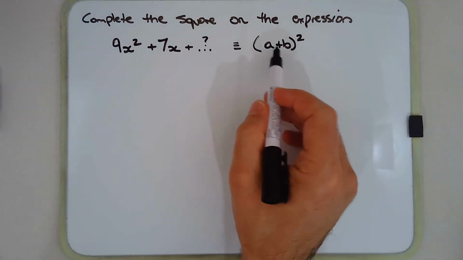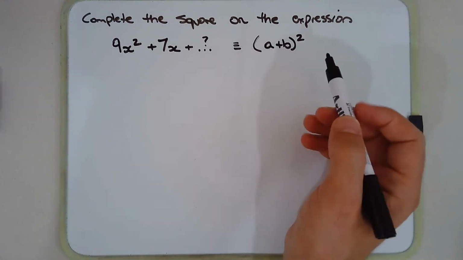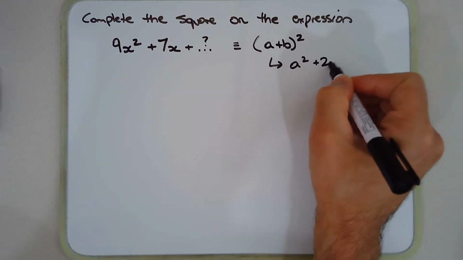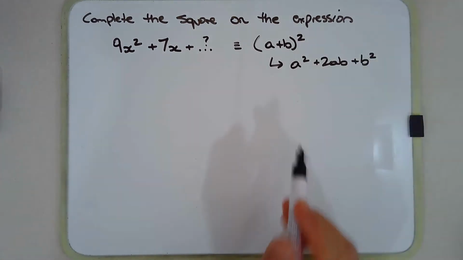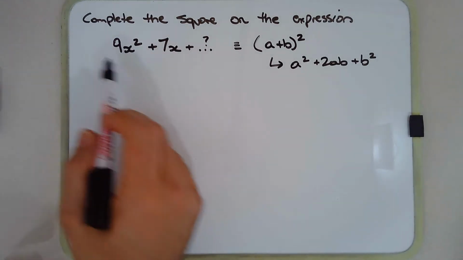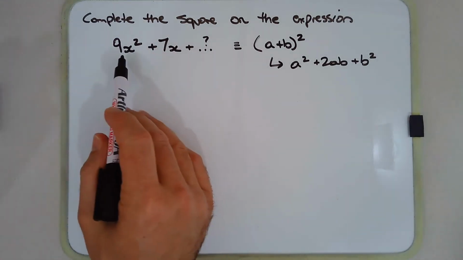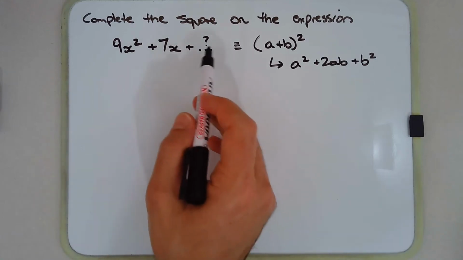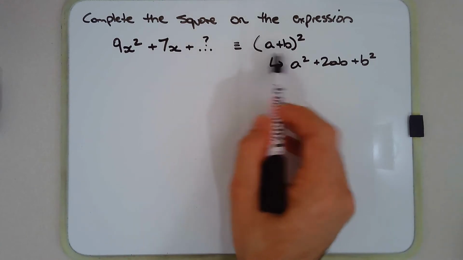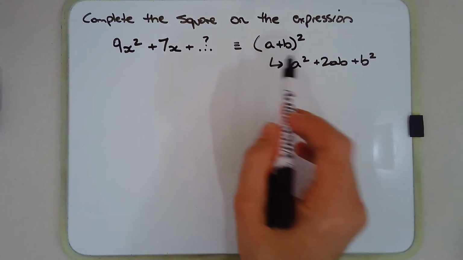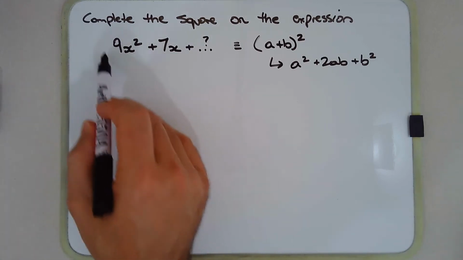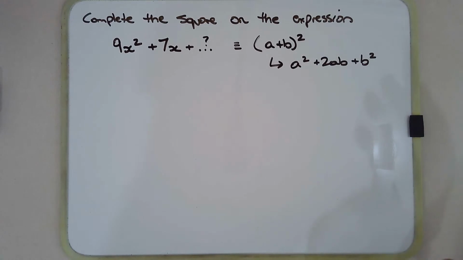Now we know that when we expand a plus b all squared, it's just a bit of a review here, that's a squared plus 2ab plus b squared. And we're going to basically equate it to this expression here, 9x squared plus 7x plus question mark. So we know that when we expand this perfect square, the a becomes a squared, 9x squared. In fact, do that in reverse. We take the square root of 9x squared, and we get the a term immediately.